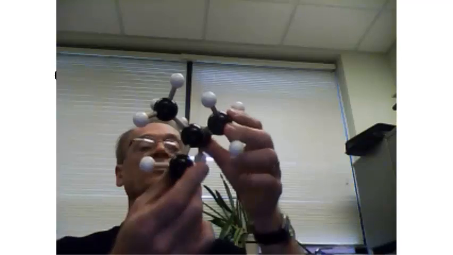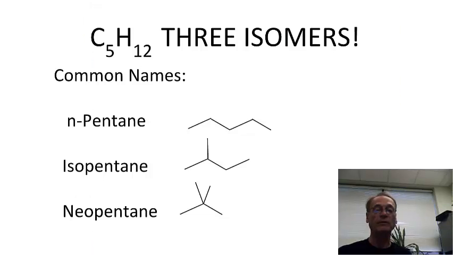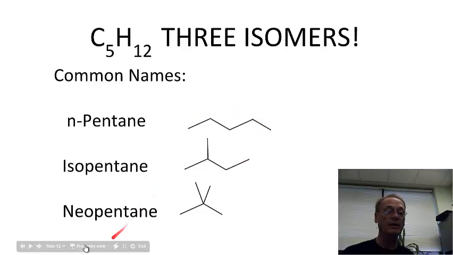Notice a carbon in the middle and 4 CH3s attached to it for a total of 5 carbons and naturally a total of 12 hydrogens. And so that's what's called neopentane. And it has a separate existence. It's got different properties, different boiling point, different melting point, and so on, from isopentane and different from N-pentane.